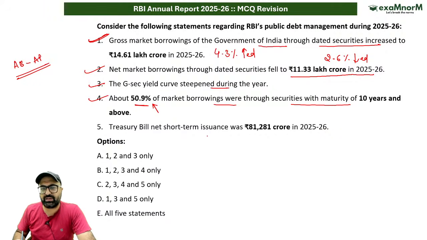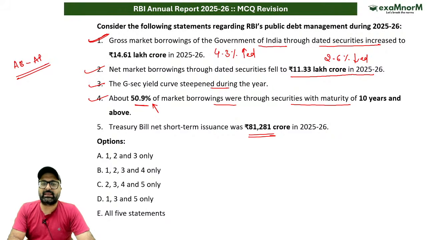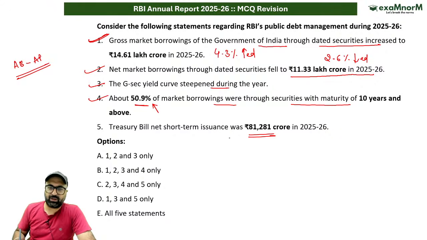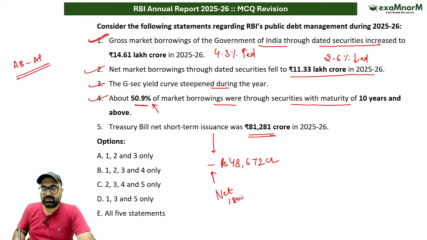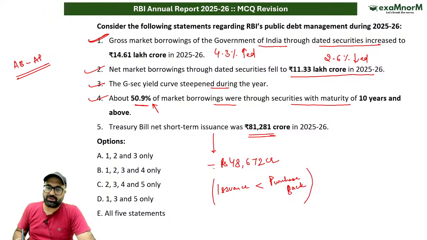Treasury bills net short term issuance was 81,281 crores. If I talk about the treasury bill net short term issuance, net short term issuance was minus 48,672 crore rupees, which means net issuance is negative, or I would say why it is negative, because issuance is less than purchase back. Issuance is less than purchase back. So ये जो data दिया, so this data is 24-25 and this data is 2025-26. So this is wrong. Answer is going to be again B option.